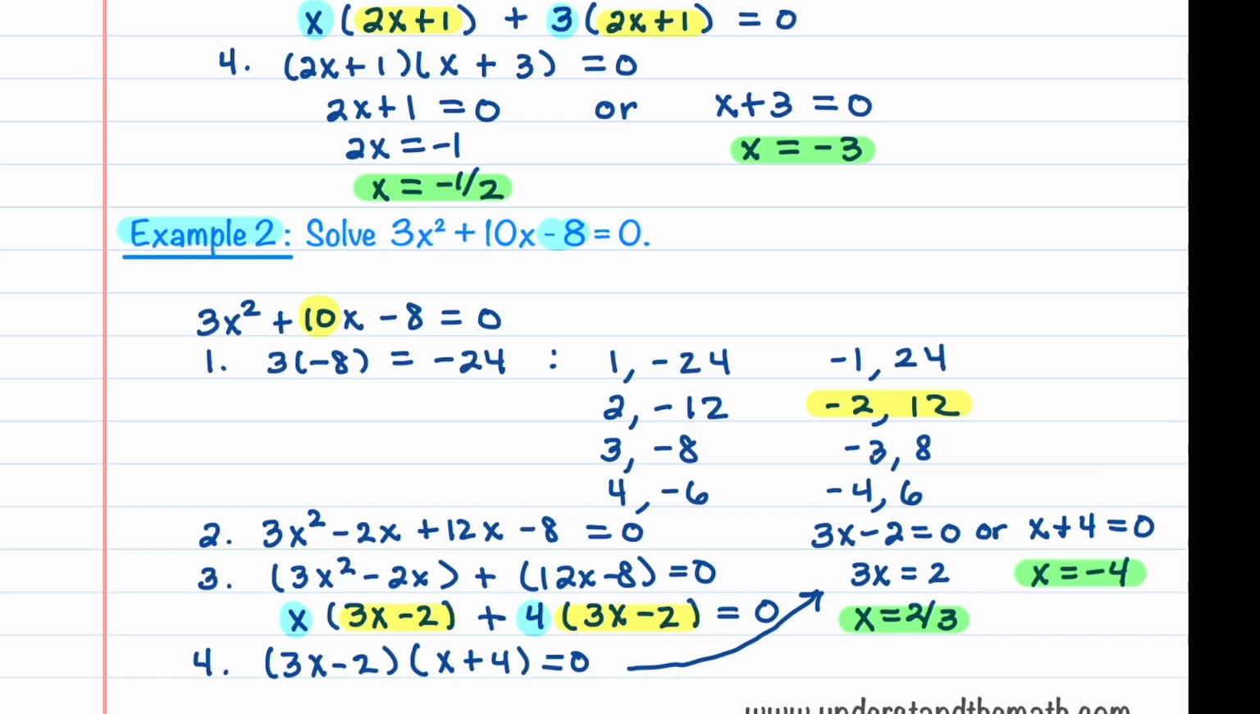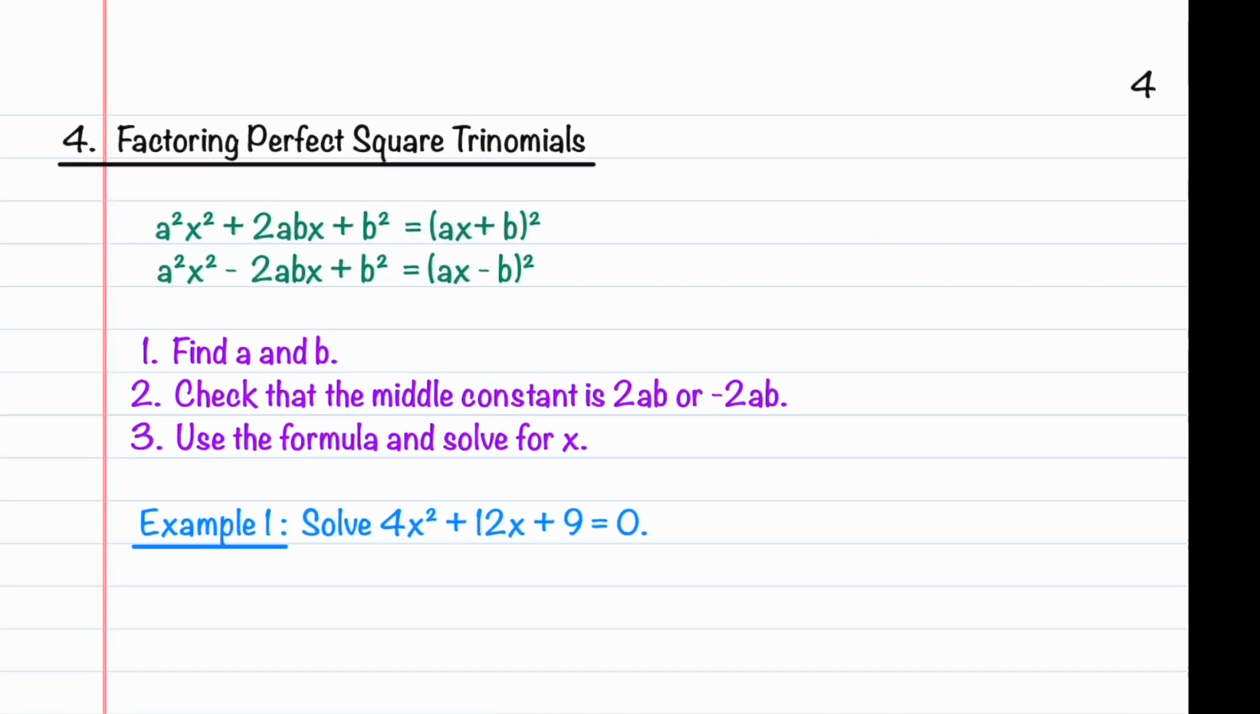Hang with me, we have one more technique to look at. The last factoring technique that we're going to look at is called factoring perfect square trinomials. I wrote down some formulas here so that I can show you what a perfect square trinomial looks like. It looks like a squared x squared plus 2abx plus b squared is equal to ax plus b quantity squared.